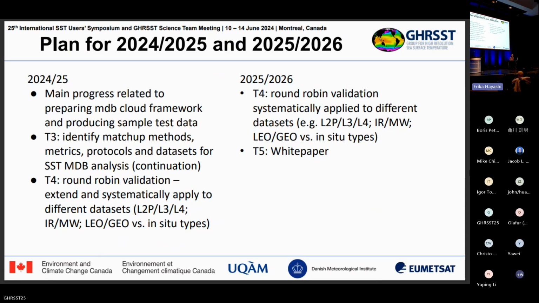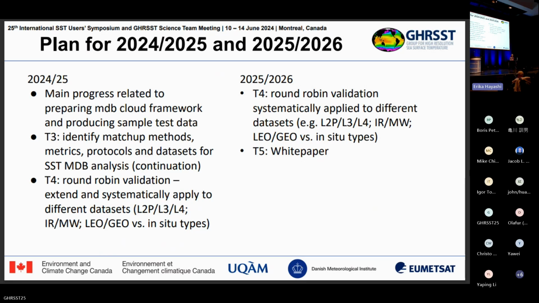So the plan for the coming year and up to the next GRIS meeting is to progress on the preparation of the MDB production cloud framework. So this I will talk about in a minute. The idea is to work on a platform to install a MDB production system, so this is Felix, and to try it on different sample data sets in order to produce matchups in the same way for any of these sample data sets.